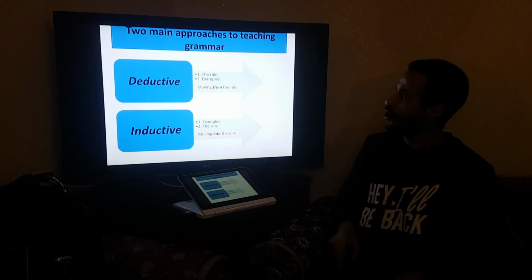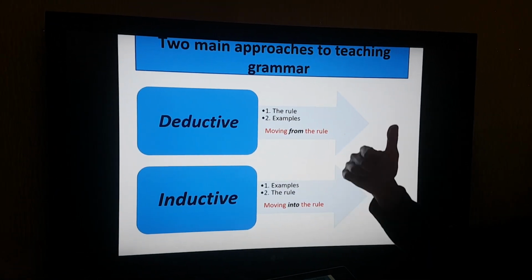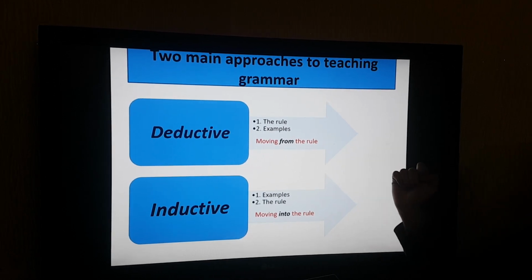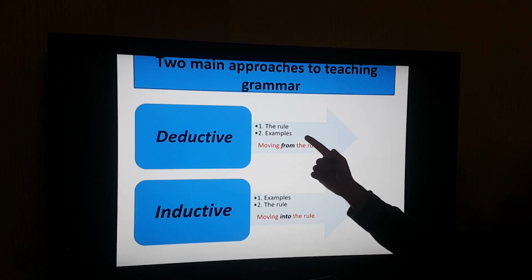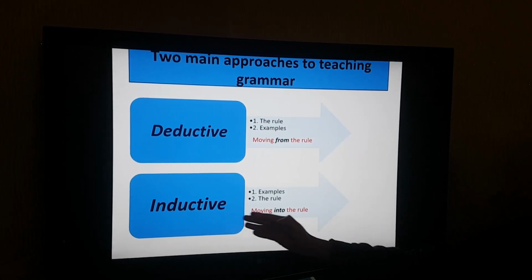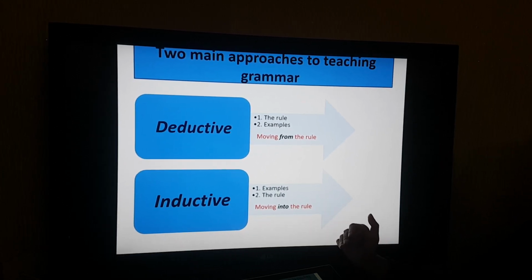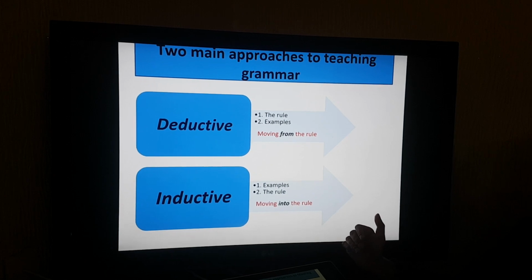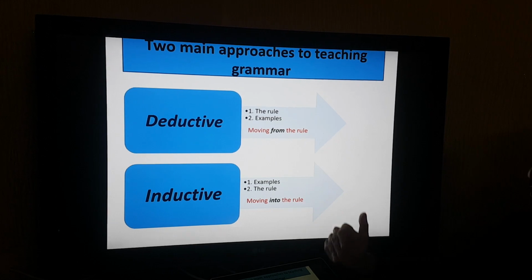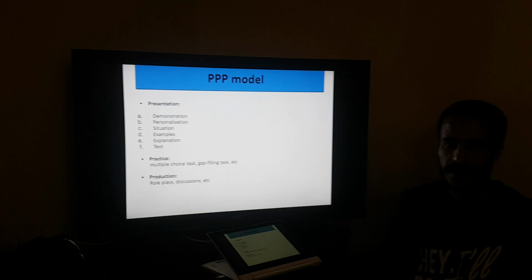Now, as a conclusion, 2 main approaches to teaching grammar. We have deductive. Number 1, you start with the rule. Play, played, verb plus ed. Then you give the example, Bob played tennis. So we are moving from the rule. Inductive, you start with examples. Look at the picture. What did they play? Or what did they do? So you start with examples, then you give them the rule. You generate the rule with students. So moving into the rule. Okay, thank you.